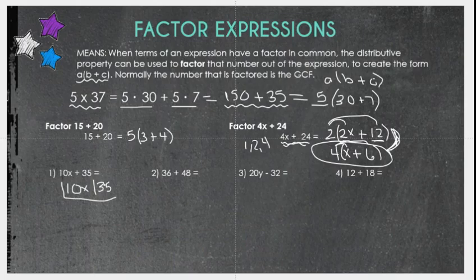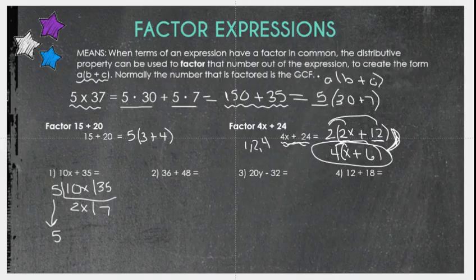So we look at the 10 and the 35. What can both of those be divided by? They can both be divided by 5. So we put the 5 out here. 10x divided by 5 is 2x. The x stays there. We didn't divide it by x. 35 divided by 5 is 7. Okay, can 2 and 7 be divided any further? No, they cannot. So 5 is my greatest common factor.